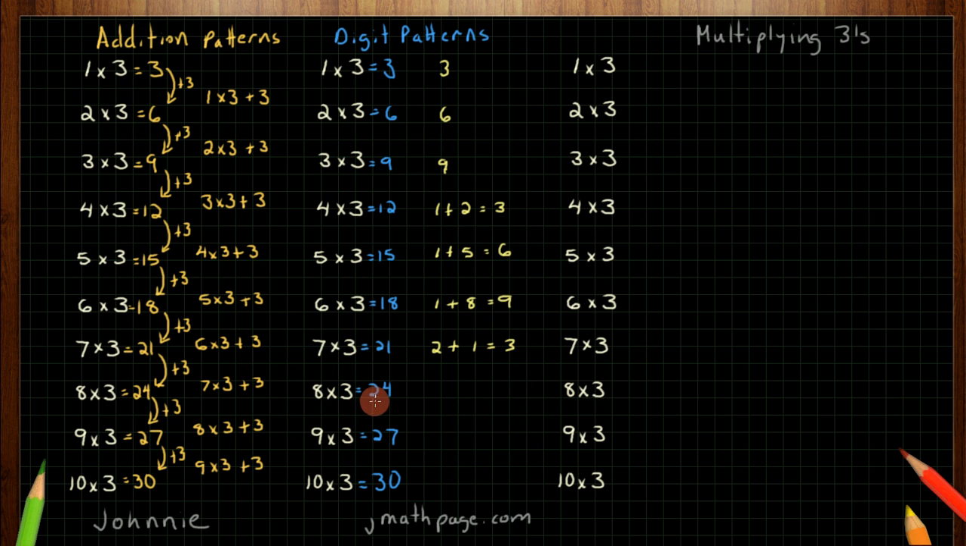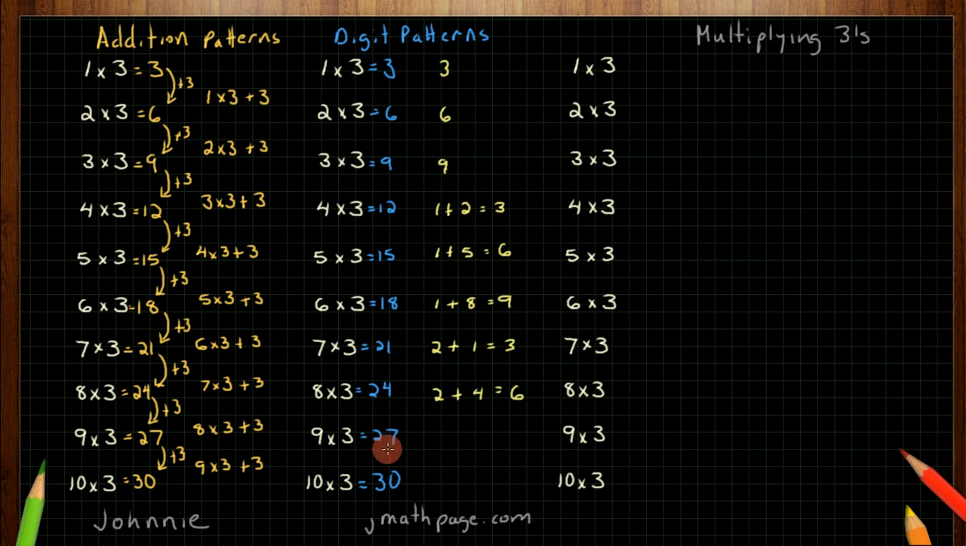8 times 3 equals 24. The digits in 24 are 2 and 4. 2 and 4. We add these together and we get, did you know it was going to be this number? 6. What do you think the sum of the digits will be here?